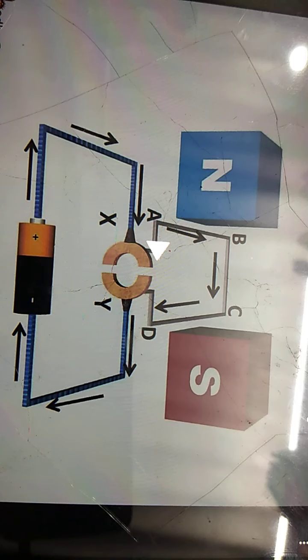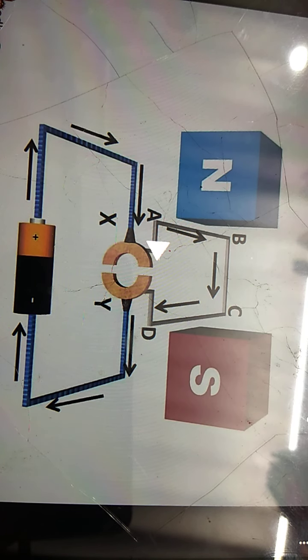Okay, so let me tell you about the parts of this motor. The north pole and south pole are the permanent magnets. This produces a magnetic field in the direction from north to south. ABCD is called the armature, and this armature rotates, and it is joined with the split ring.